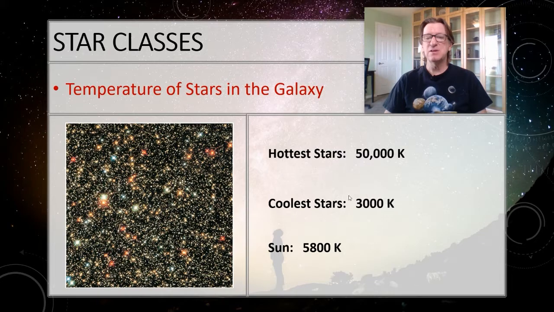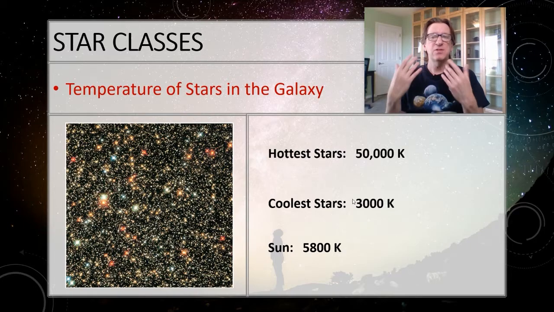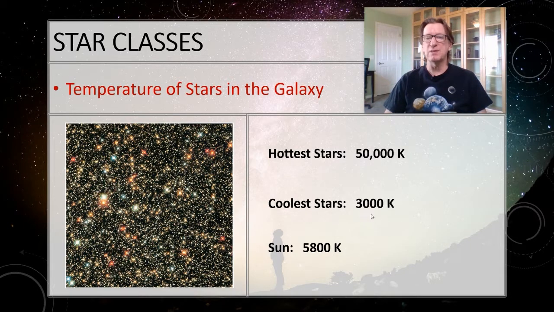If the object doesn't have enough mass to fuse, then it's not going to become a star. And so by the time I get enough mass to have a star, the coolest you can possibly get is around 3,000 Kelvin. So we won't really find any stars that are going to be cooler than that.